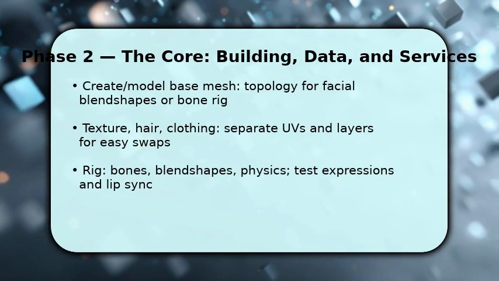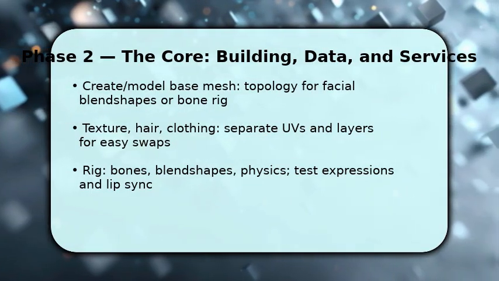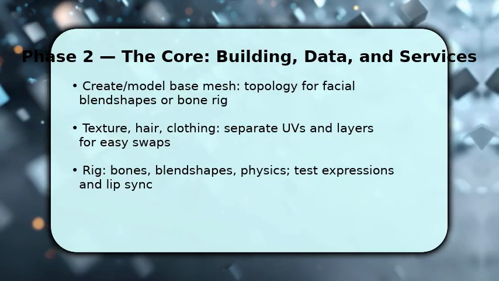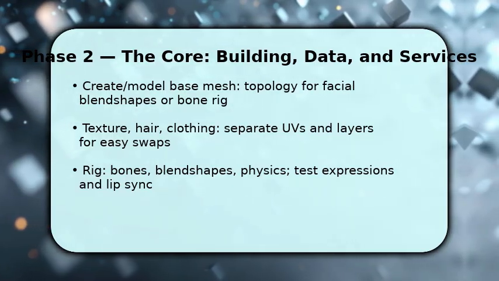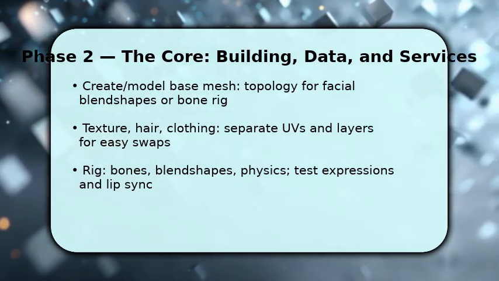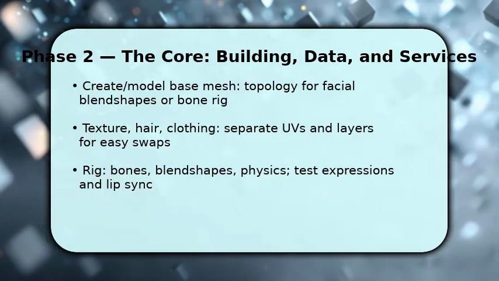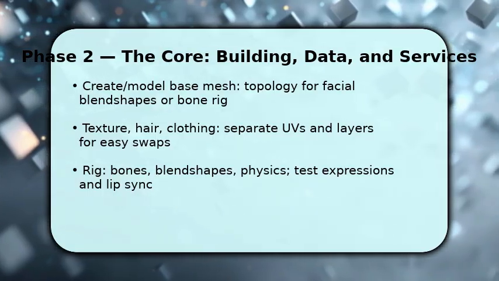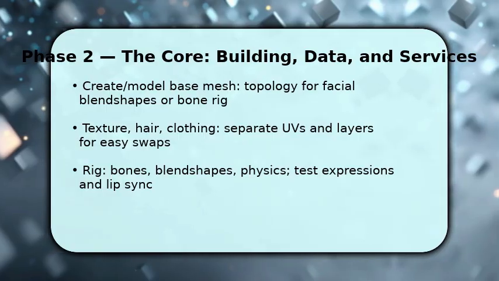You now move into the complex middle, modeling and rigging. Start with a clean base mesh optimized for the facial system you chose. Good topology speeds up weight painting. Then texture and separate clothing layers for modular swaps because you will iterate. After that, rig with bones and blend shapes and add simple physics for hair or clothing.